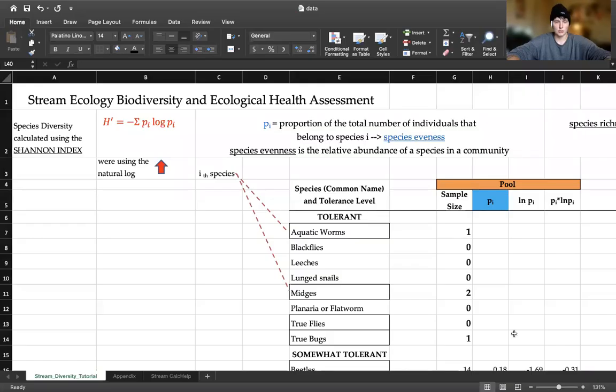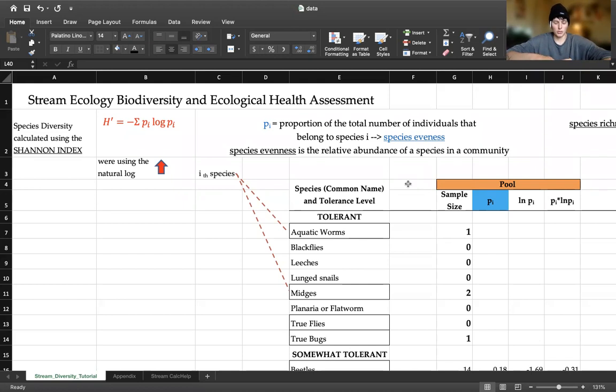Hey guys, today we are going to go over the stream ecology lab in which we're going to do a biodiversity assessment using the Shannon index. We're using that to assess two communities, the riffle and the pool. And then we're also going to do a health assessment using the Save Our Streams metric.